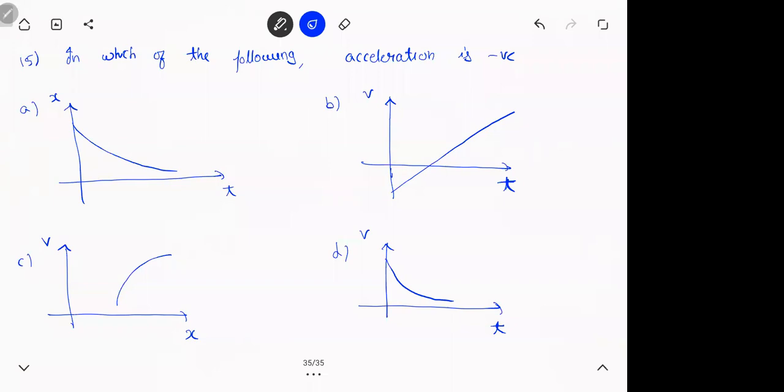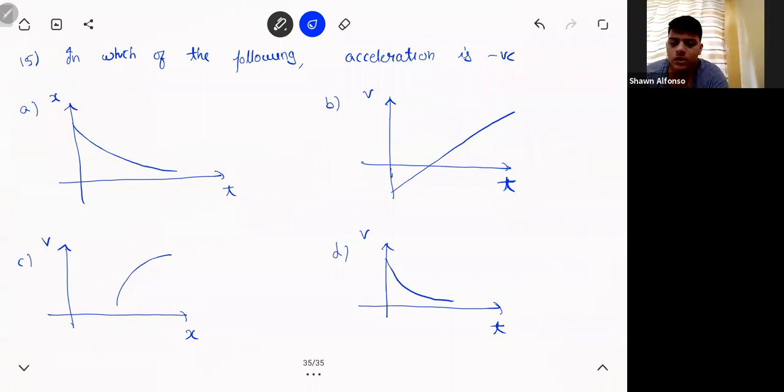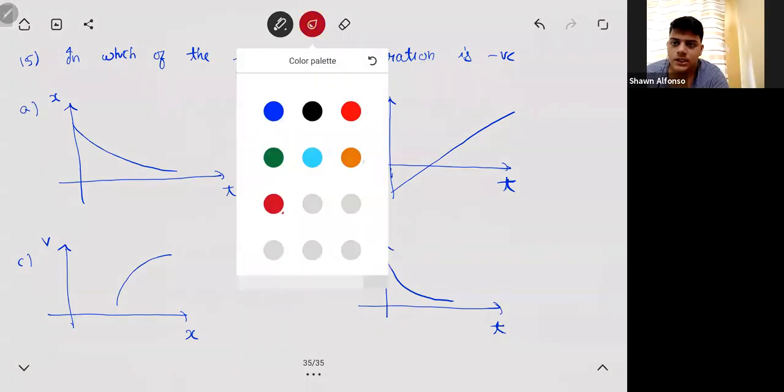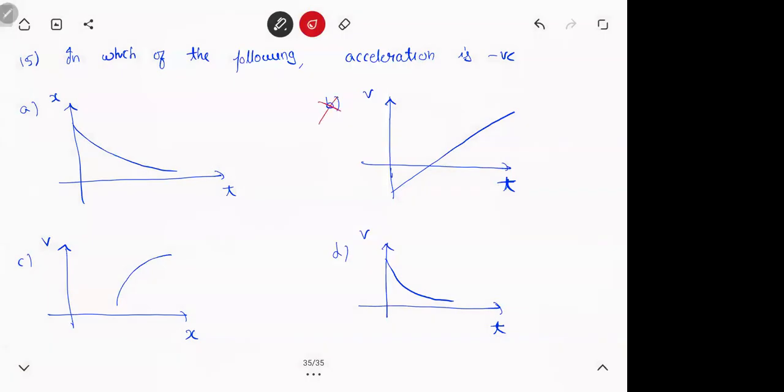Sean, we'll start with you. Others, don't talk until I ask you. Sean, what do you think? Which option is wrong? So B is wrong because the velocity is increasing. Slope, basically slope is positive. Slope is not increasing, slope is constant, a straight line. Therefore, it is positive. Got it?